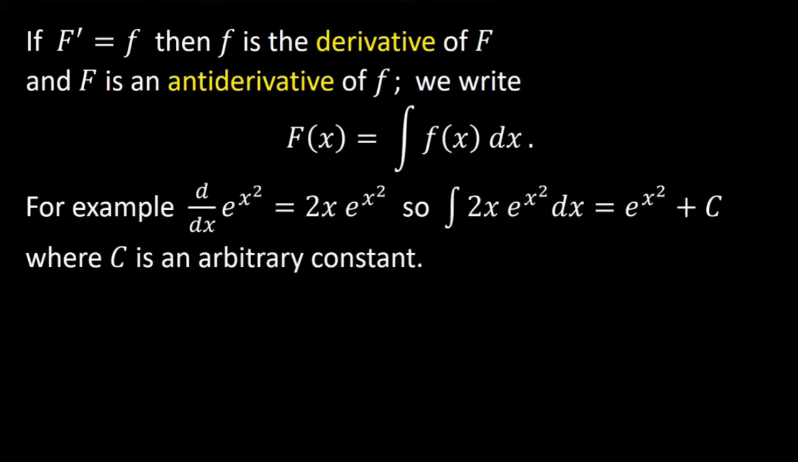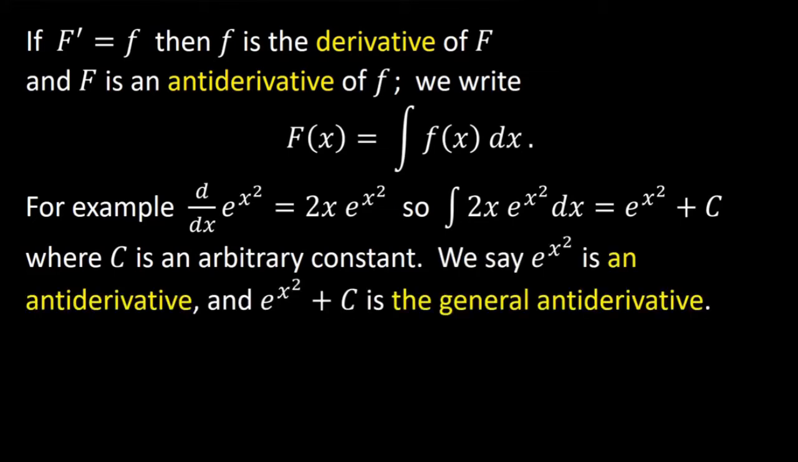Here's an example. You know the derivative of e to the x squared is 2x e to the x squared, derivative with respect to x. So the antiderivative with respect to x of 2x e to the x squared is e to the x squared plus an arbitrary constant c. Now we say that e to the x squared is an antiderivative, whereas e to the x squared plus constant is the general antiderivative.